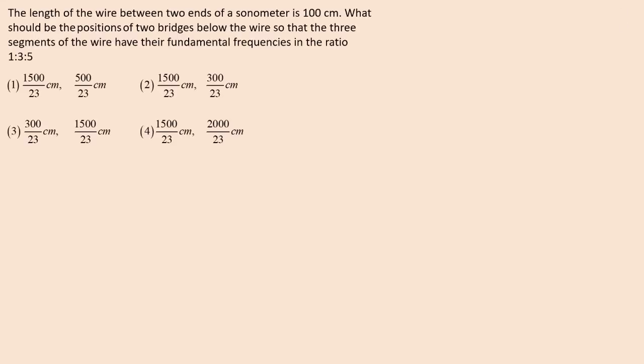Hello, now we take up this problem. The length of the wire between two ends of a sonometer is 100 centimeter. What should be the positions of two bridges below the wire so that the three segments of the wire have their fundamental frequencies in the ratio 1:3:5?